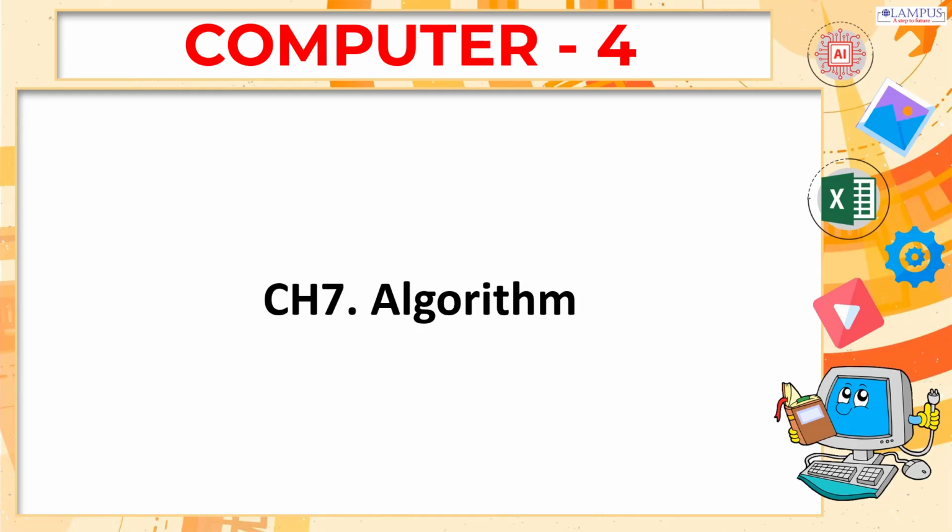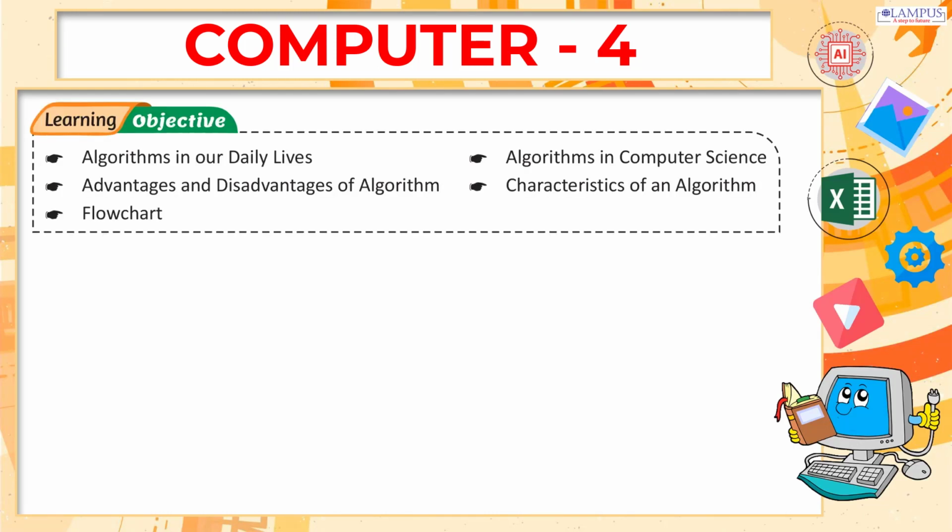Chapter 7. Algorithm. Learning objective. Algorithms in our daily lives. Algorithms in computer science. Advantages and disadvantages of algorithm. Characteristics of an algorithm. Flow chart.